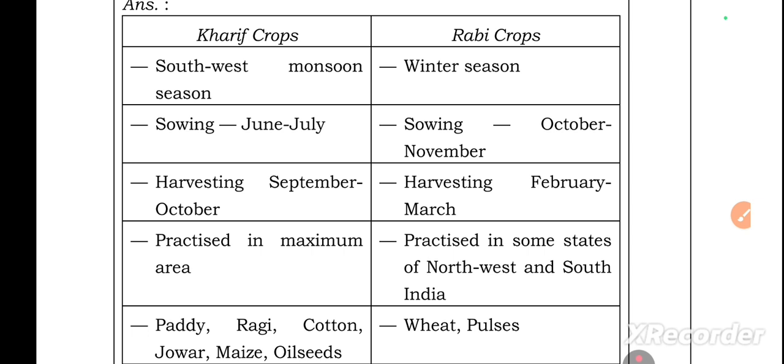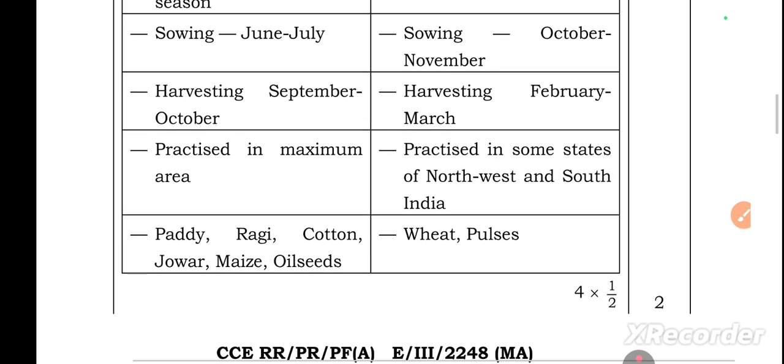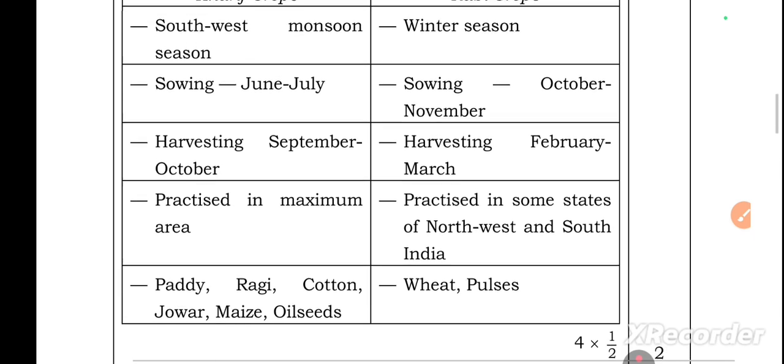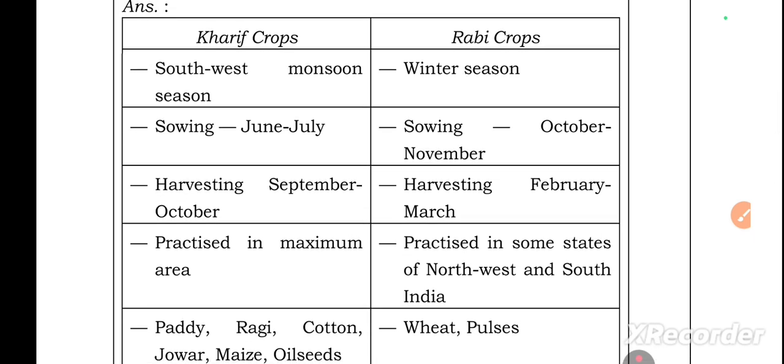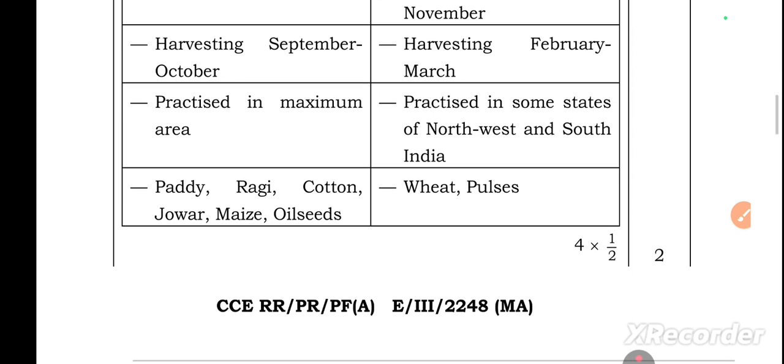Then Kharif crops are practiced in maximum area. Rabi crops are practiced in some states of northwest and south India. Then Kharif crops examples: paddy, ragi, cotton, jowar, maize, oilseeds. Rabi crops: wheat, pulses.